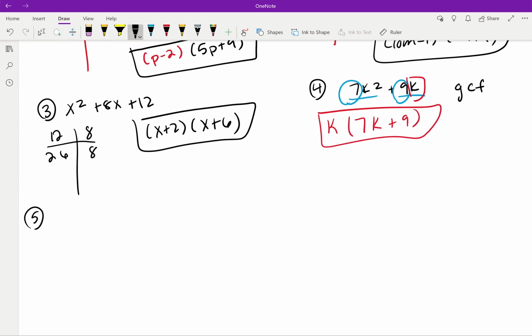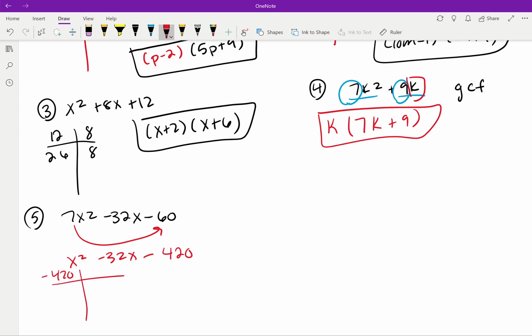Okay, number 5. I have 7x squared minus 32x minus 60. I don't think this has a GCF either, so I'm going to use the swing method. So I have x squared minus 32x minus 60 times 7, 420. So then I need to find the factors of negative 420 and then negative 32. So two numbers that multiply to negative 420 but add to negative 32.